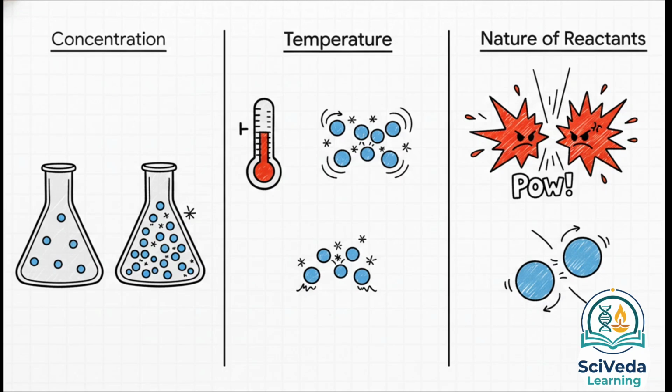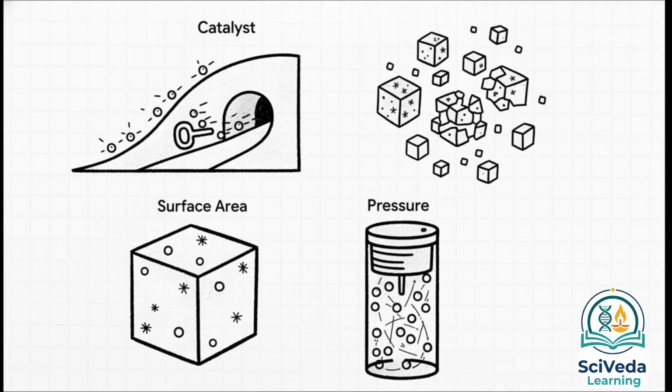Second, temperature. When you heat things up, the molecules zip around faster, which means more collisions and more powerful collisions. And finally, the nature of the reactants themselves. Some chemicals are just naturally more reactive than others. And here are a few more. A catalyst. That's like a chemical matchmaker.